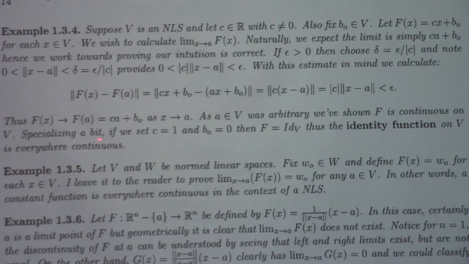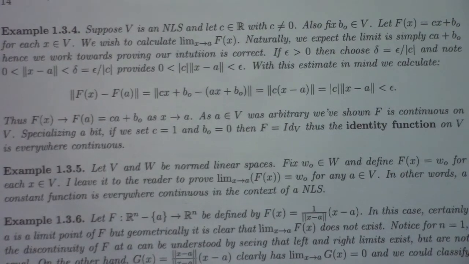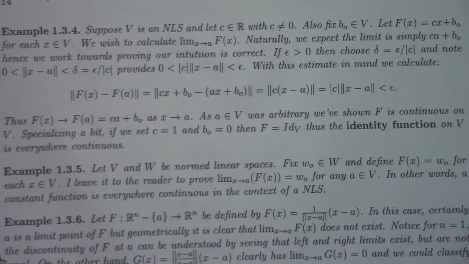So this tells us, among other things, that the identity function is continuous, and also that translations are. Almost the same argument works for c equals 0, which will give you a constant map, which is also continuous.